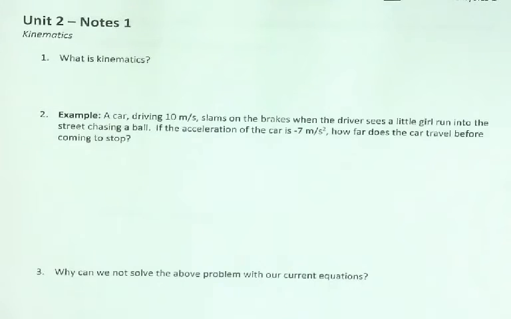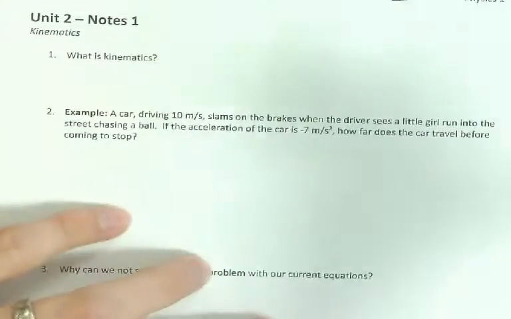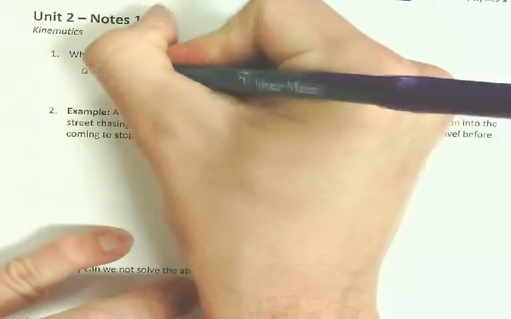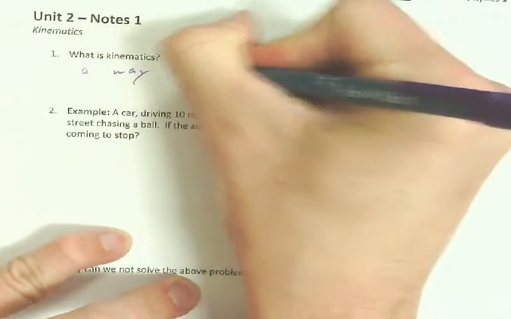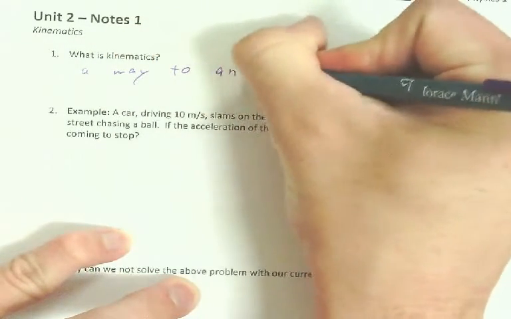Kinematics is basically a way for analyzing motion. It's a way to understand how acceleration, velocity, time, displacement, how they all work together. And you might be saying, didn't we already do this? And the answer is kind of. We just didn't use this term.